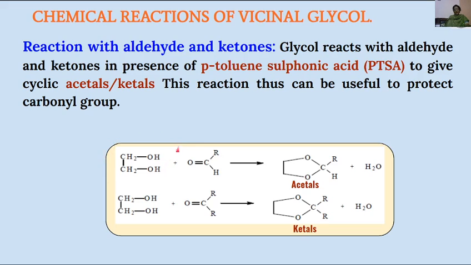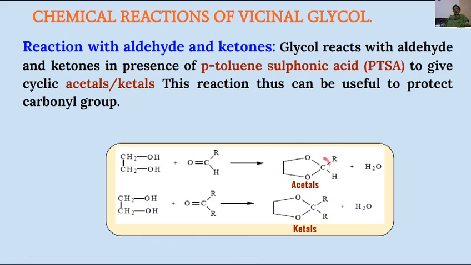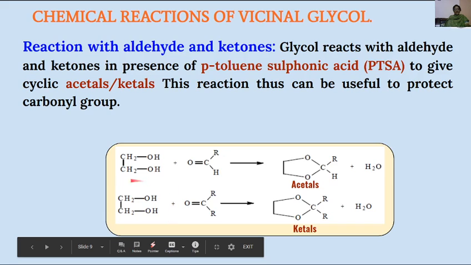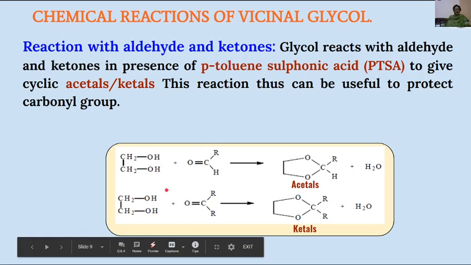Ethylene glycol reacts with an aldehyde to give us a 5-membered acetal along with the formation of a water molecule. And similarly, ethylene glycol upon reaction with a ketone gives us the protection, and the compound formed is a ketal along with the removal of water molecules. The water is formed by 2 hydrogens of the glycol and 1 oxygen of the aldehyde or ketone.